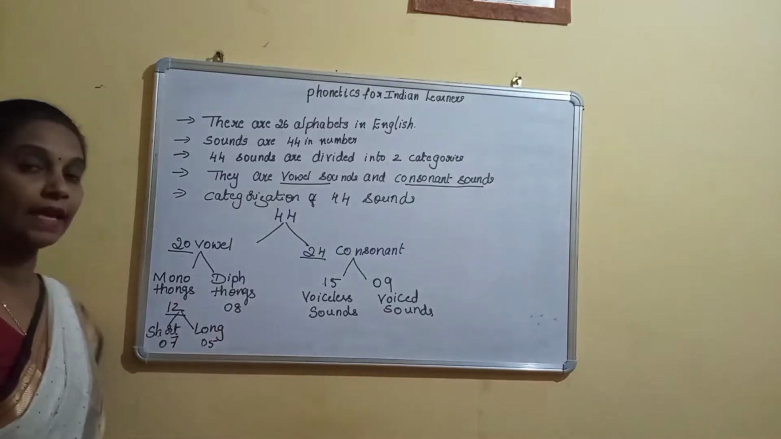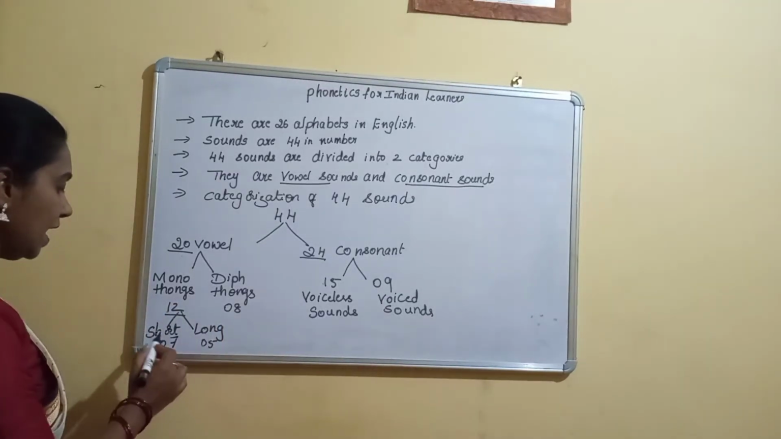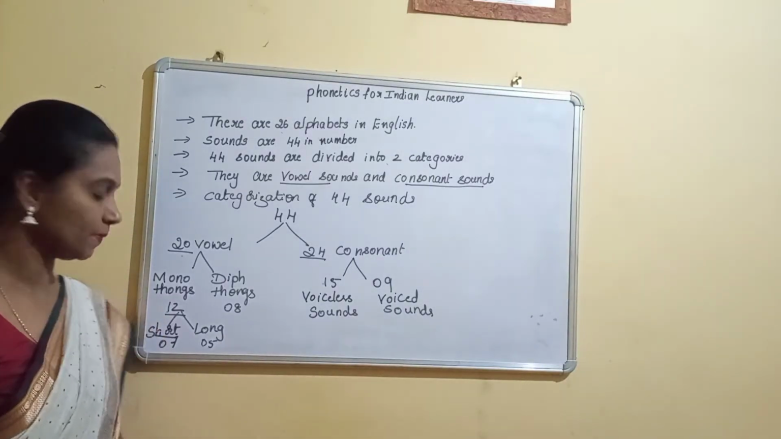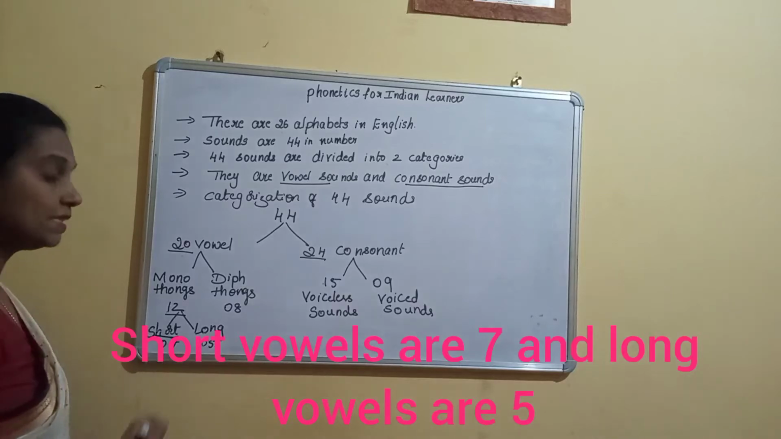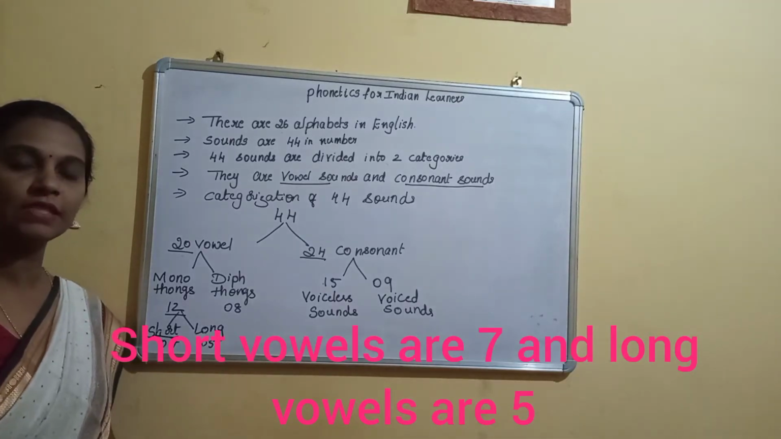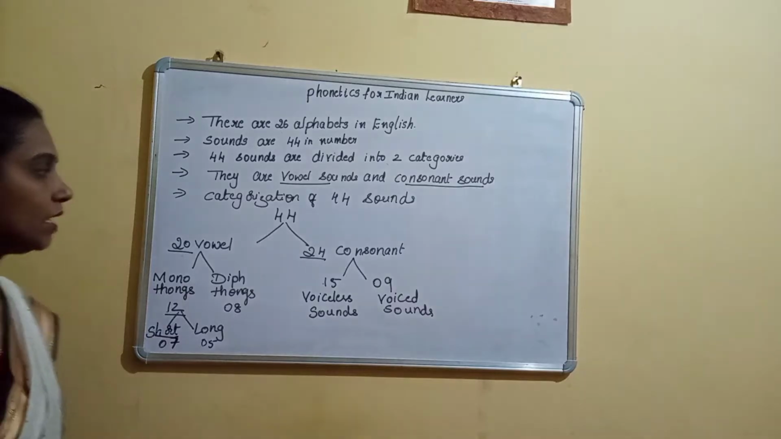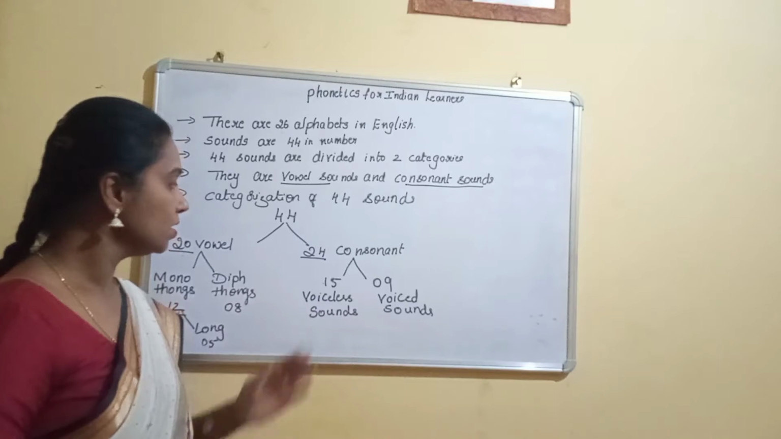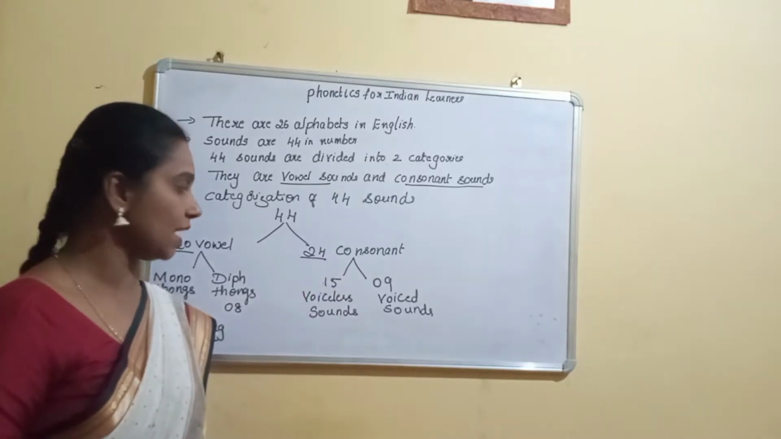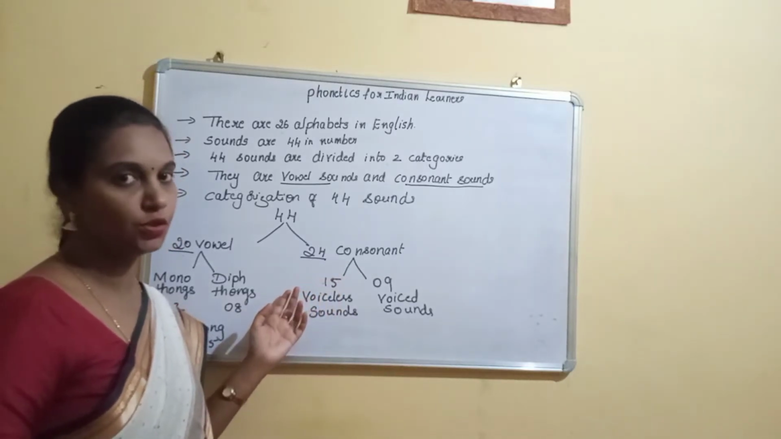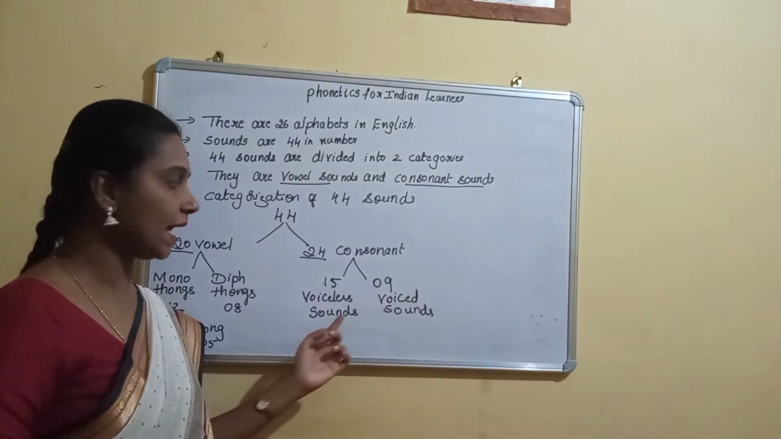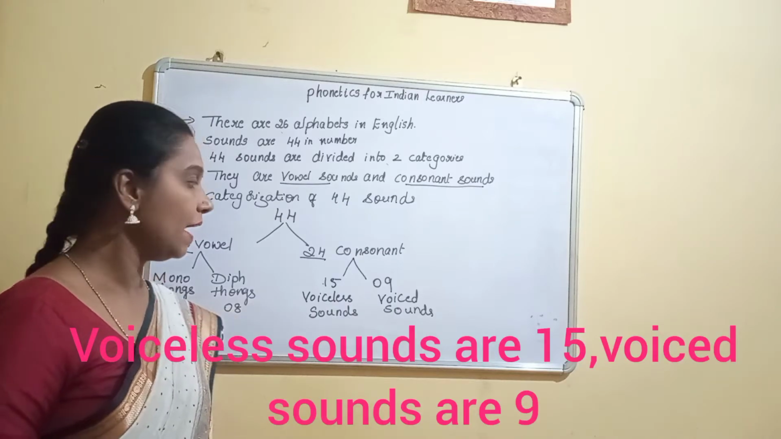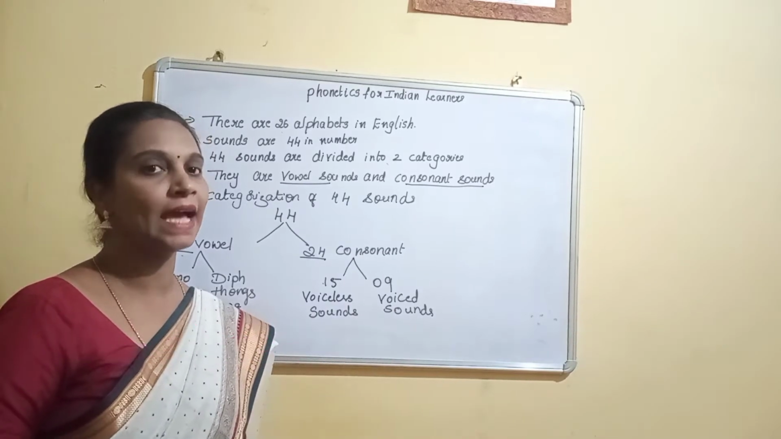The monophthongs are again divided into two groups: short vowel sounds and long vowel sounds. The short vowel sounds are 7 and the long vowel sounds are 5. Now let us know the categorization of the consonant sounds. There are totally 24 consonant sounds and they are divided into two groups: voiceless sounds and voiced sounds. The voiceless sounds are 15 in number and the voiced sounds are 9 in number.